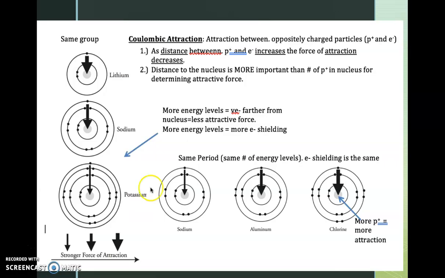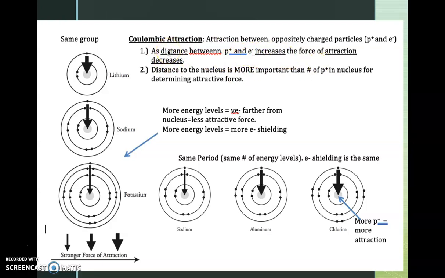So, Coulombic attraction, as I said, is the attraction between oppositely charged particles, the protons and the electrons. So what we're looking at is what happens as we go down a group or across a period with the Coulombic attraction, because our number of protons and electrons are changing, but also the distance between them is changing as we add more and more rings. So as the distance between the protons and electrons increases, the force of attraction decreases.